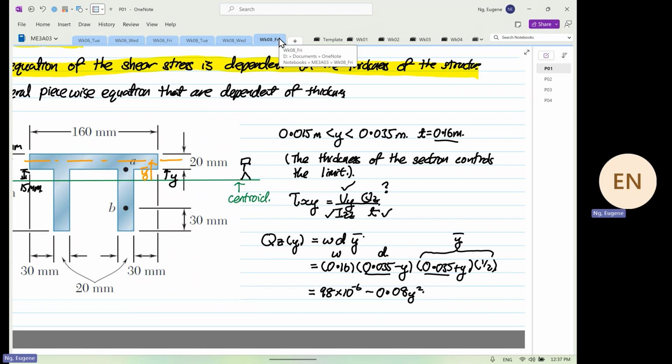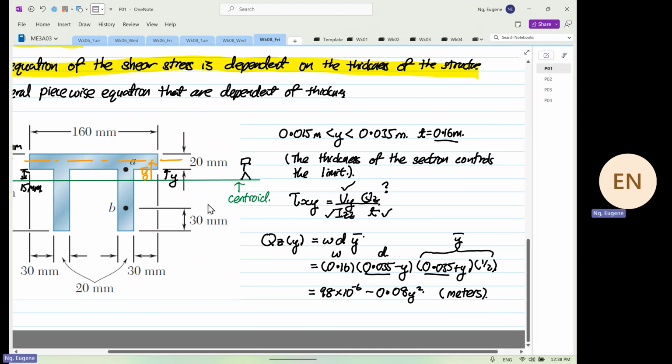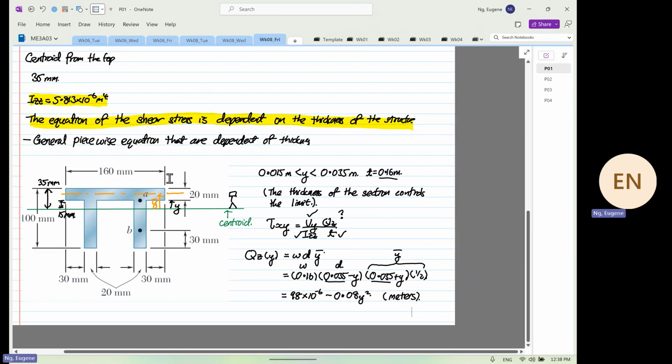Now it's best at this point to do everything in meters. Everything in meters. And from here, once you have this, the rest is very straightforward. I'm going to copy the whole thing so I don't need to flip pages later on.